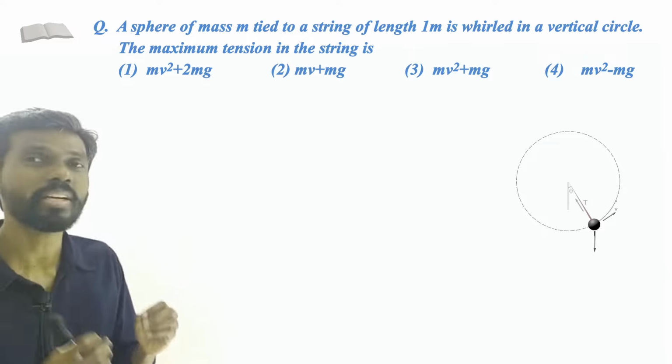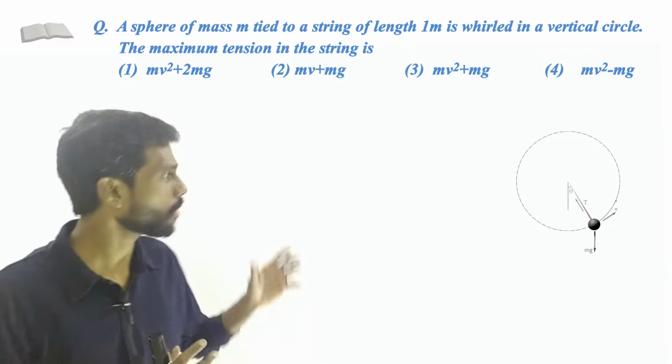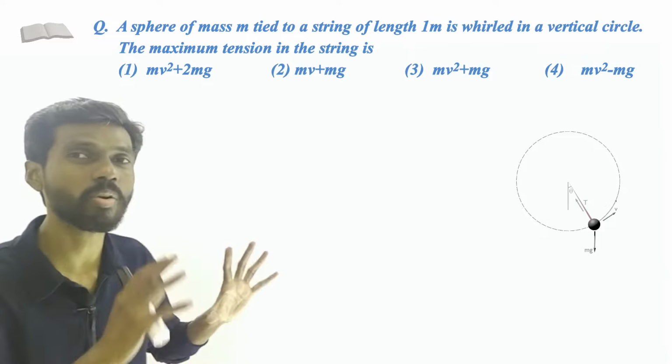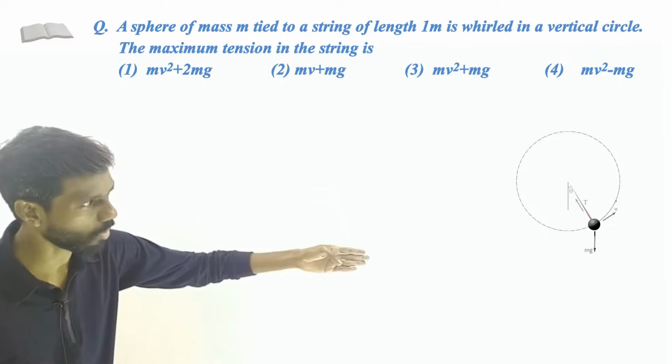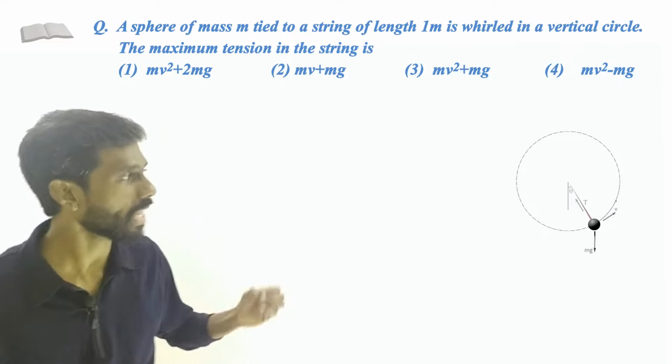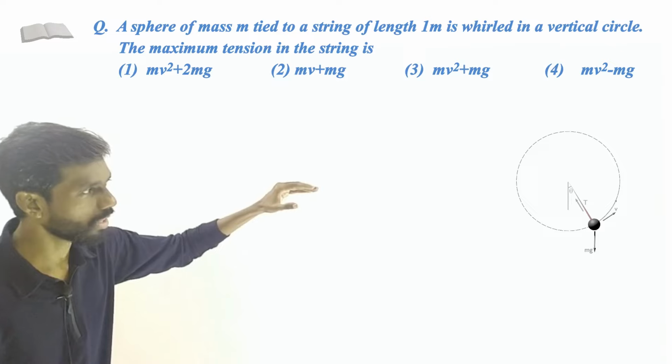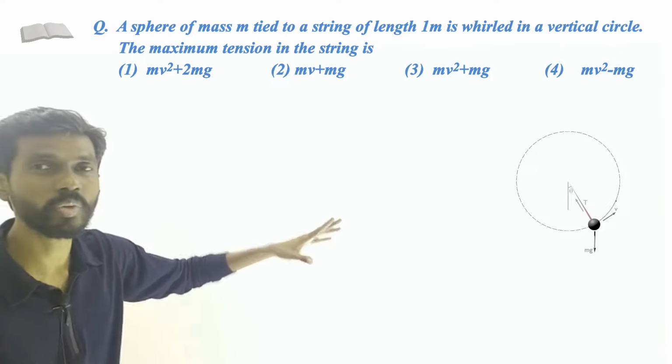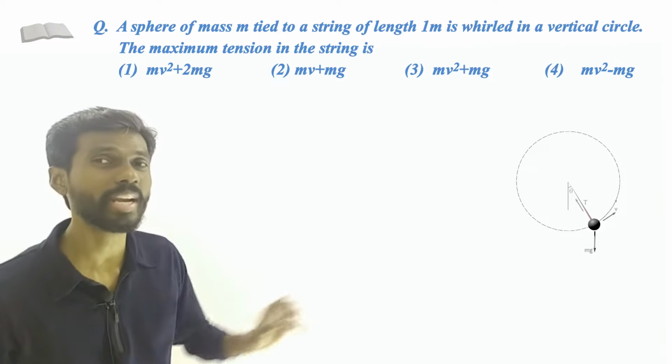So at which point will the tension be maximum? We don't know, so we take a general point. But you can easily guess that at the lowermost point the tension will be maximum. But anyway, we'll take the most general case. Suppose the string makes some angle theta with the vertical. At that point, let us find the tension.